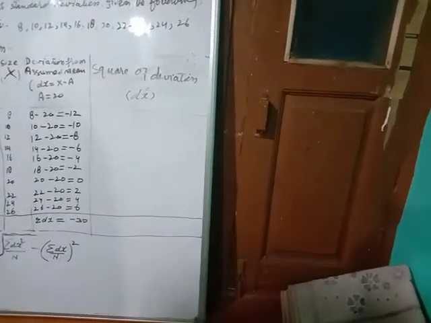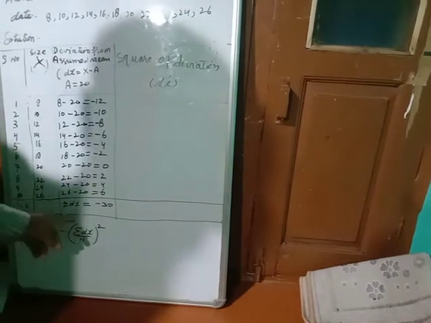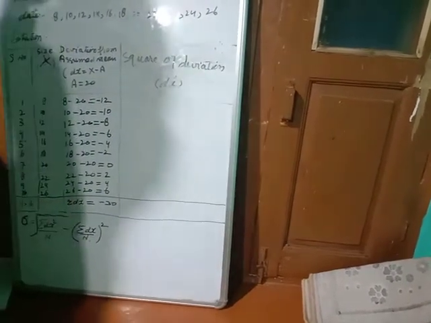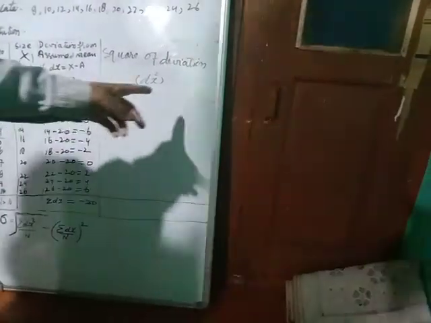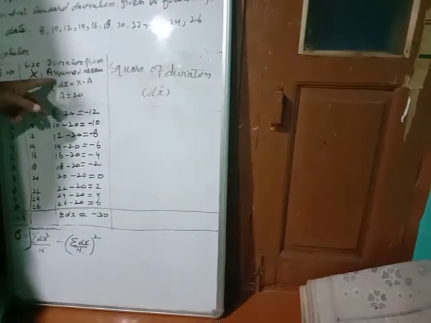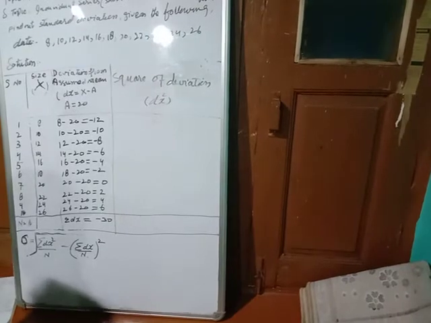Now, in the formula here we need sigma dx. Now we have got that sigma dx. Now we will do the square of the deviations, this square of dx. We will now do the square of these deviations.